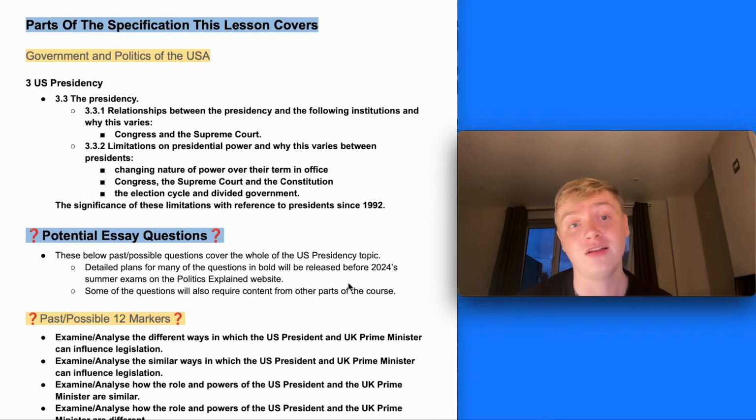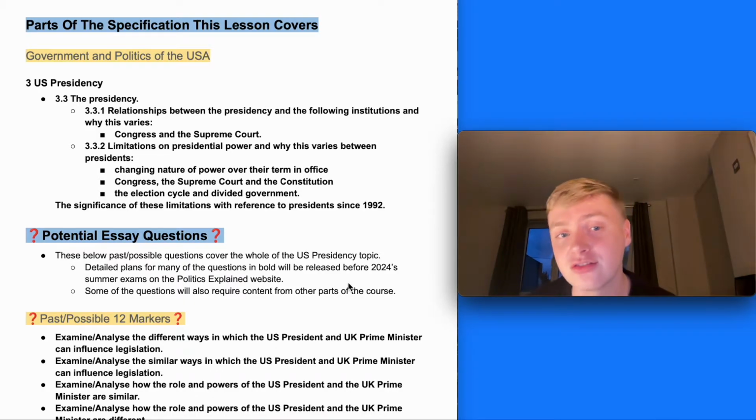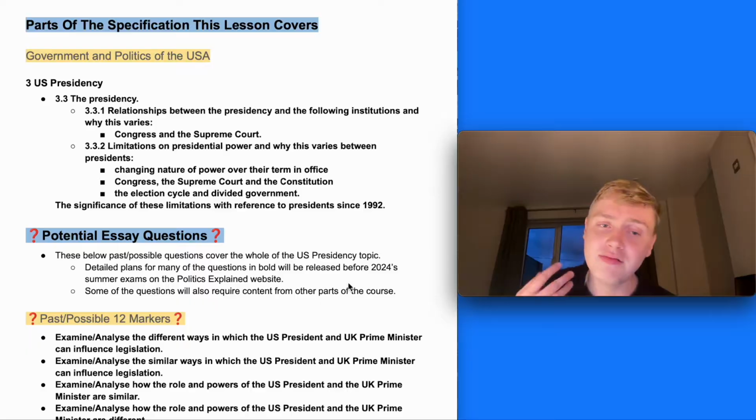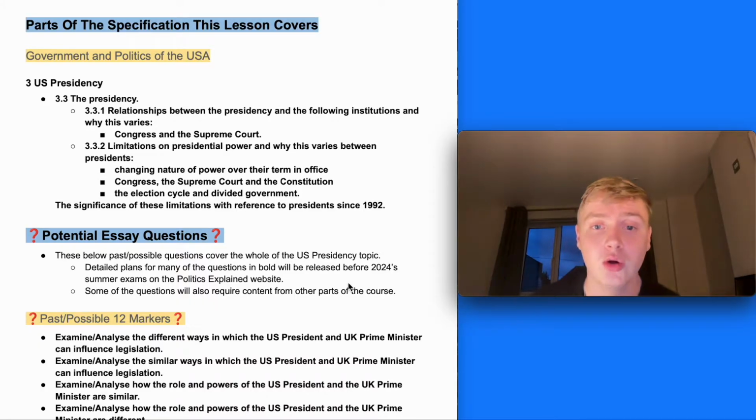So, starting off with the parts of the specification this lesson covers, and this is 3.3 of the Edexcel US politics and government specification. So looking at the relationship between the presidency and Congress and Supreme Court and why this varies, as well as key limitations on presidential power and why this varies between presidents. So looking at the changing nature of power over their term in office, Congress, the Supreme Court and Constitution, and the election cycle and divided government. And then finally looking at the significance of these limitations with reference to presidents since 1992, which I'm going to do at the end of the video, but also throughout the video.